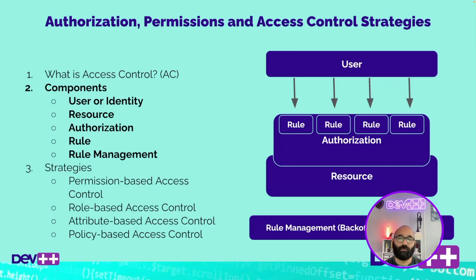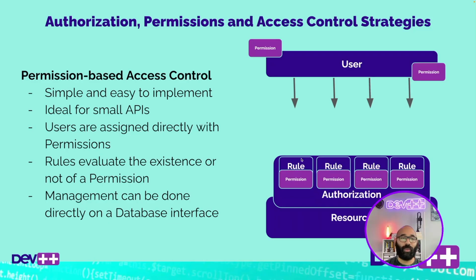That evaluation is known as a rule, right? Different rules can be compounded into governing the access to a specific resource. And finally, we have a rule management, which could be just a simple table or a database or a complete specialized software that you can use in order to manage who has access to which resource, right? So having those different components, let's check out different strategies that we could have in order to create an access control layer into our system.